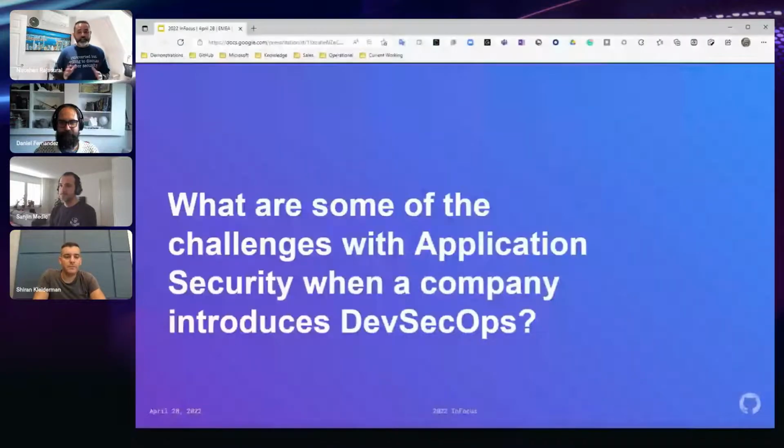So let's bring this up here so you can all see it. Thinking more broadly about DevSecOps transformations, could you all share with us what are some of the challenges with application security when a company introduces a DevSecOps workflow, and what are the approaches you would recommend for overcoming them? Perhaps here, Shiran, you could lead us off.